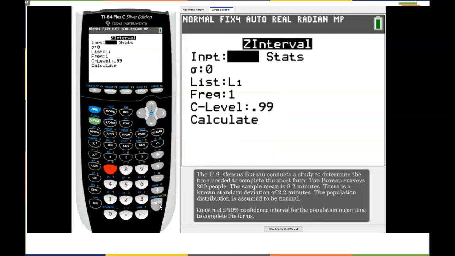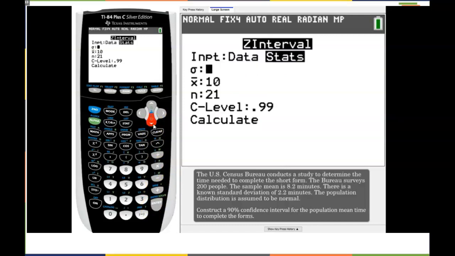And if I had some data in a list, I would keep it on data. My list would be L1. If I did have some frequency in another list, I could use L2 for frequency and change my confidence interval. But in this example, I have the sample mean already, and I have the population standard deviation sigma. So I'm going to go over and use stats. If my data is in a list, I would use data. If I don't, I'm going to use stats.